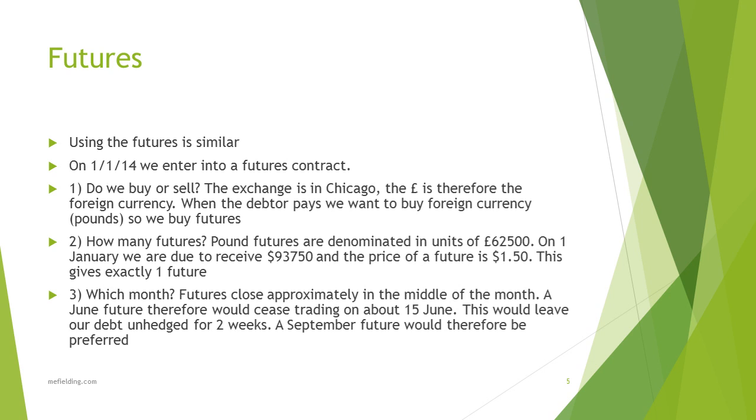Okay, you got 3 questions. Do we buy or sell? If you have a foreign currency debtor, you buy. Foreign currency liability, you sell. How many? You take the foreign currency debt that you're due to receive, and you divide it by the price of the future on today's date. In our example, the 1st of January. And that will give you the value in pounds at today's date, and that's what you're hedging to.